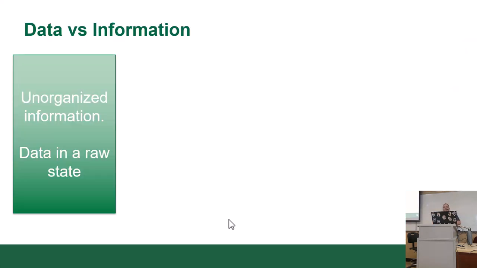All right, so data versus information. It all starts out as unorganized information, also known as data in a raw state. Essentially, we are just trawling the world for information. Basic weather information, basic information about people, you know, just stuff.